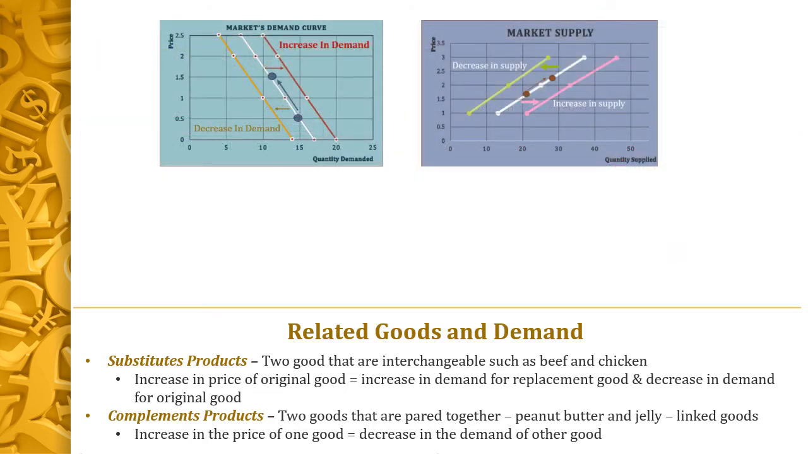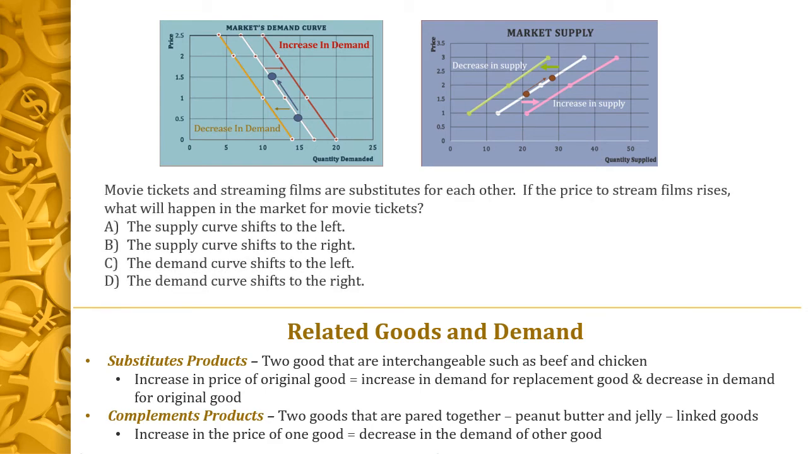I want to look at another one that's a little bit harder. Now, for this one, you're going to need to understand market demand and market supply. And again, if you don't know about demand, please go back and watch that video, because what we're going to go to after this is how demand and supply work together. So here's a scenario that's pretty common. We've got some movie tickets, we've got some streaming videos, and we already know they're substitutable for each other. So what happens if the price of streaming a film goes up? What's going to happen to the market for the movie tickets?